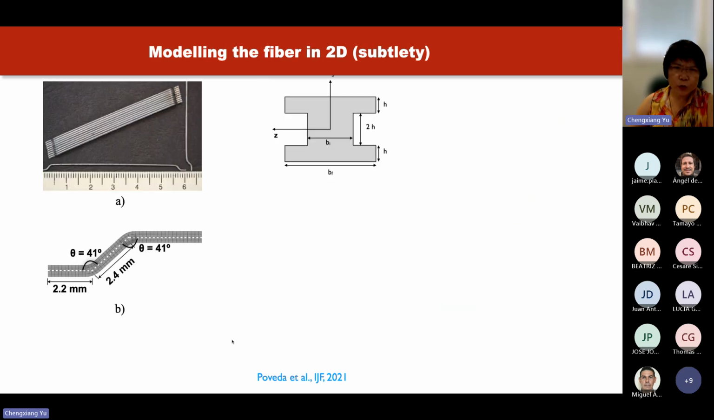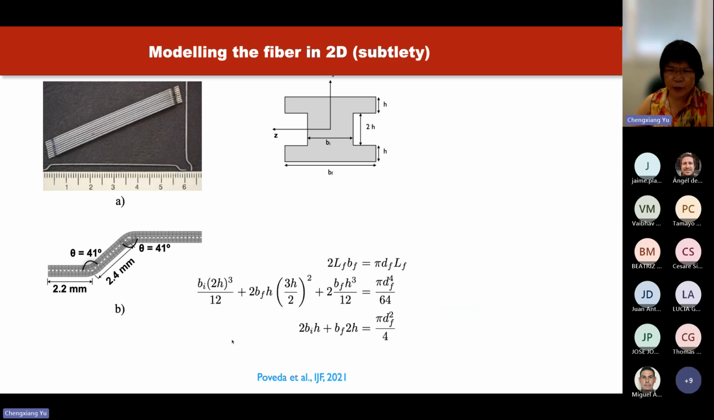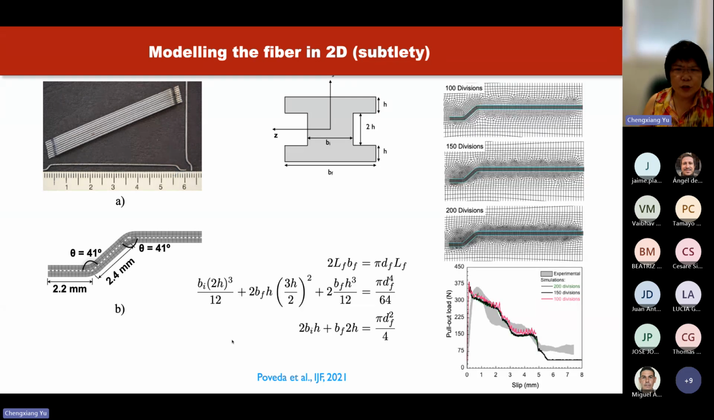So we come back to the work with the modeling of a 3D fiber. What you see here is that because we carried out the simulations in 2D, there are some subtleties we need to take into account: we have to make sure that the contact interface has the same contact area, the same inertia of the area, and also the same area.